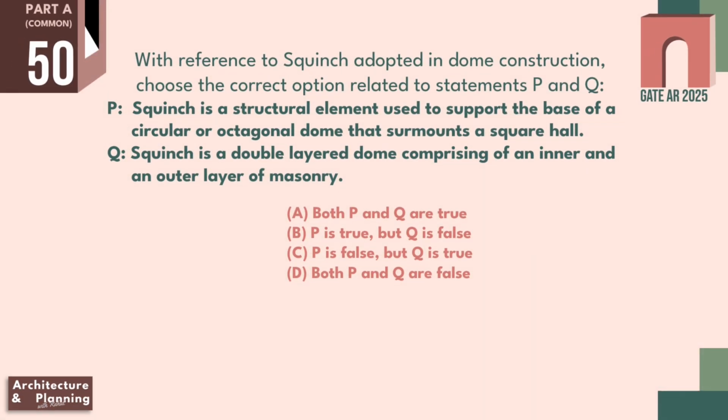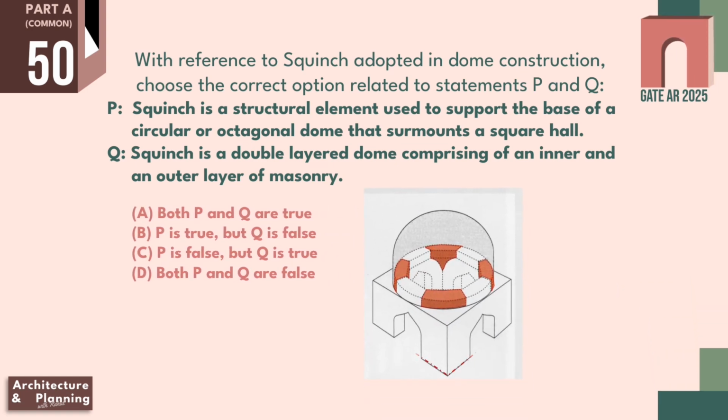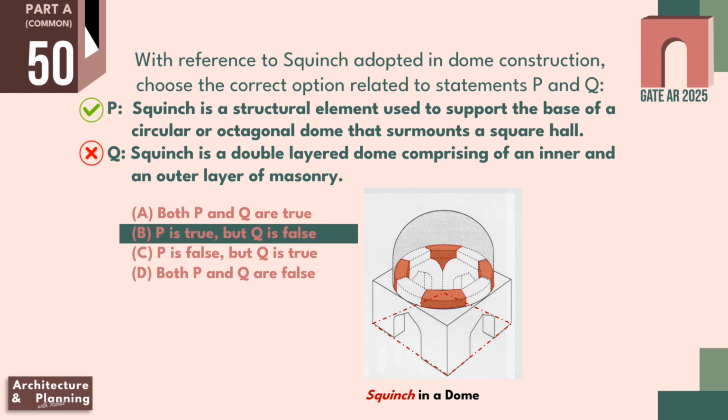With reference to squinch adopted in dome construction, choose the correct options related to statement P and Q. First, let's see what is squinch. It is a structural element used to support the base of the dome, typically found in the corner of a square room supporting a dome. It is a very common and essential feature of double dome, highlighted by red color in the picture. So statement P is the definition of squinch, whereas statement Q is a false statement. Therefore, the correct answer of this question is option B.